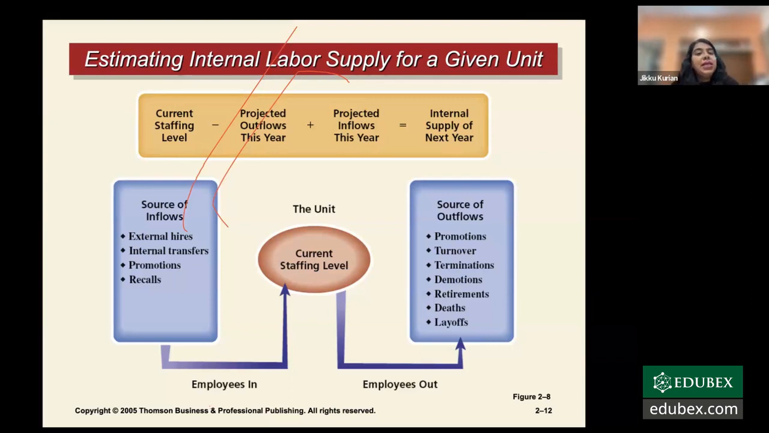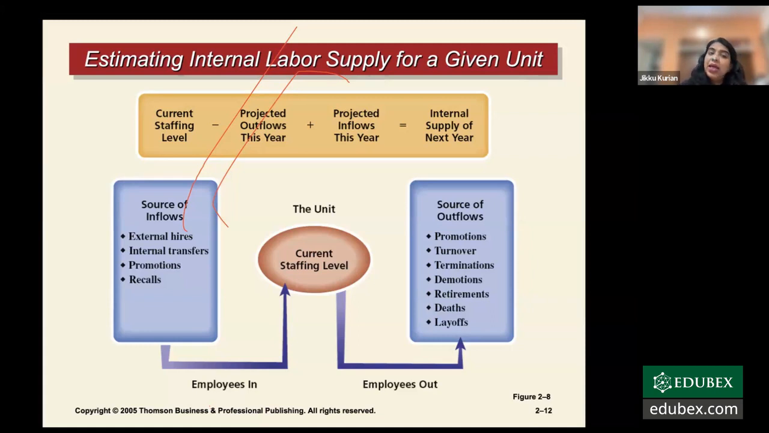So estimating internal labor supply for a given unit, we will try to understand this quickly. We have the current staffing level, the projected outflows this year, plus projected inflows this year. When we equate this, we will get the internal supply for next year. Now we will try to understand the sources of inflows. The inflows are: we hire from external sources, the external job market. We have internal transfers, promotions, and recalls.